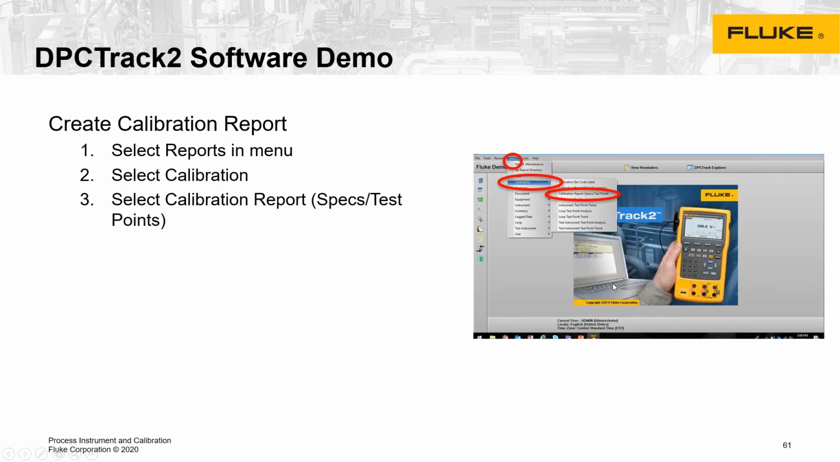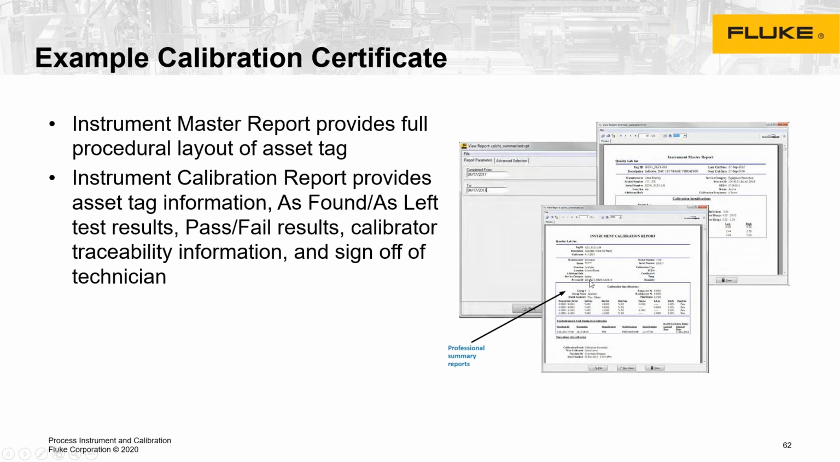Once we've checked those calibration records and they're all entered, we can view the reports. By selecting the report dropdown, the calibration dropdown, and the calibration report specs and test points, we can then search for any results completed between certain dates or just hit the preview button. And what it will bring up is a certified calibration report.